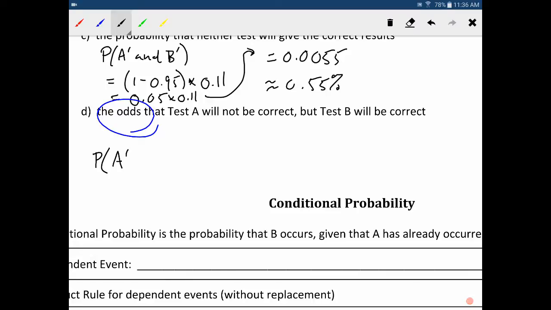So we want A to be wrong, and we want B to be correct. Okay. So we'll just have the 0.05 times the 0.89, which gives us 0.0445.